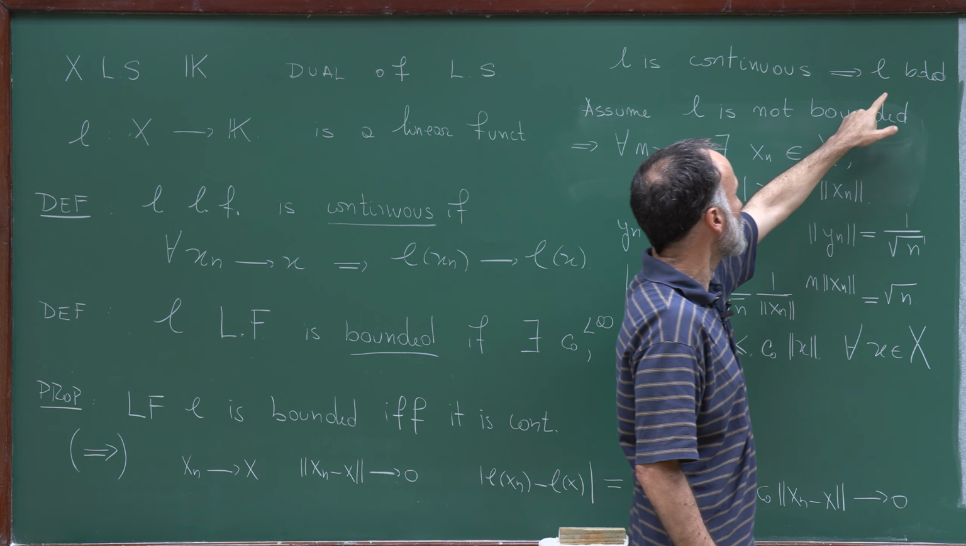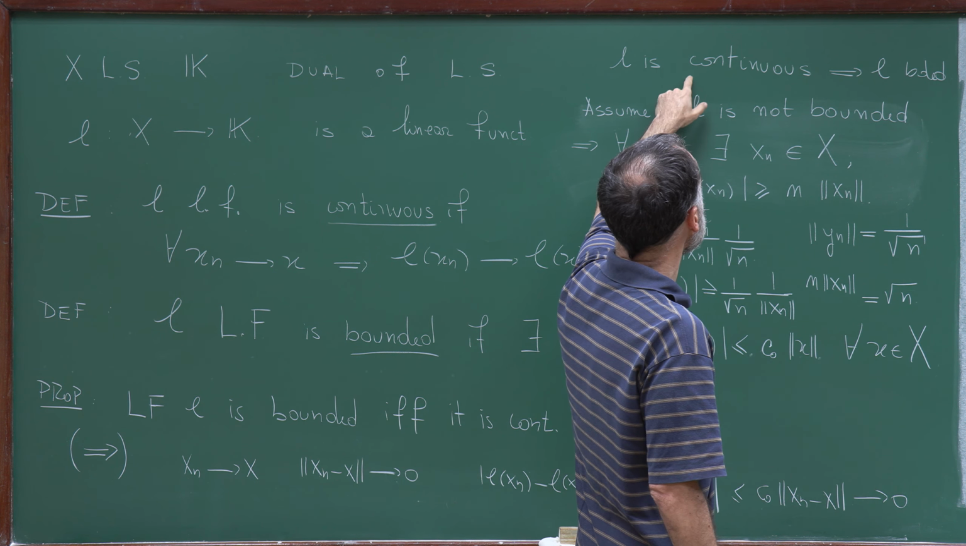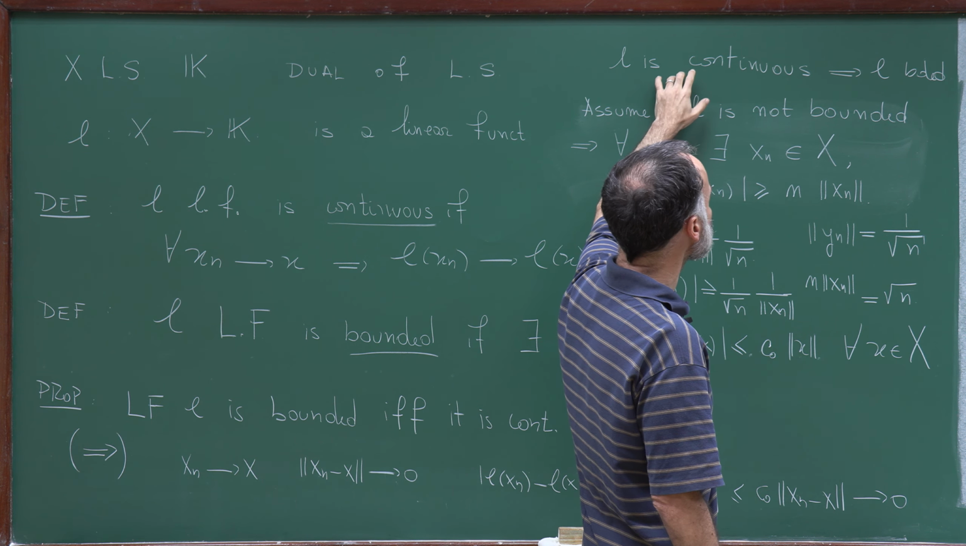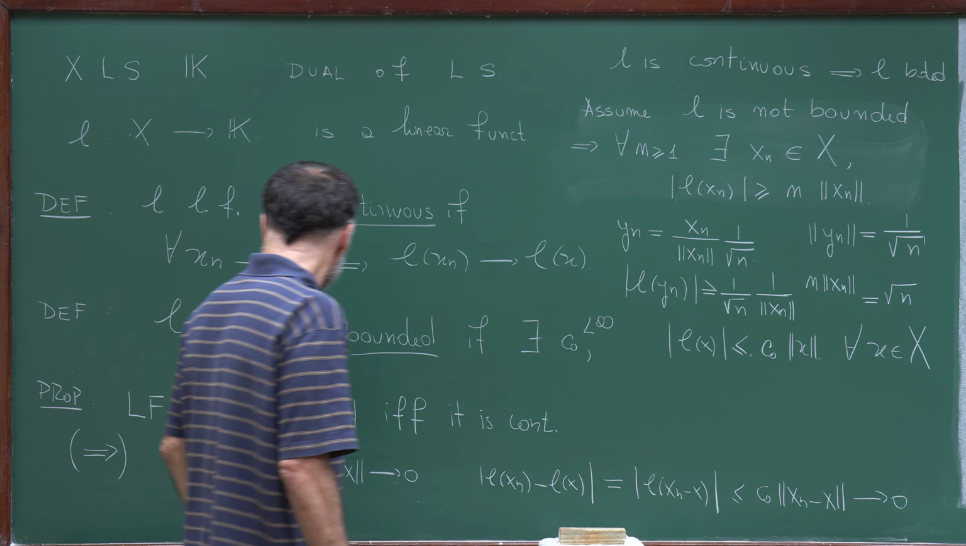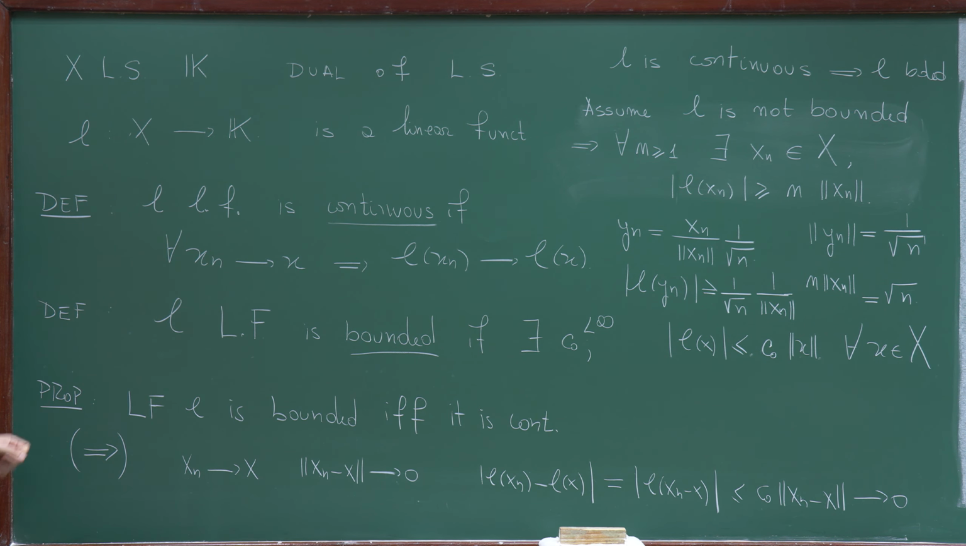So we proved that if L is not bounded, then it's not continuous, which shows that if L is continuous, then it's bounded, and this completes the proof of this first proposition.